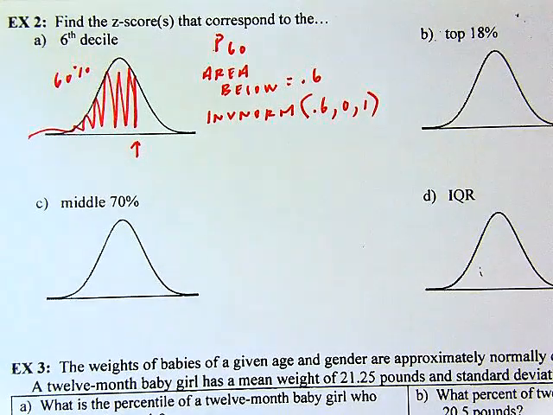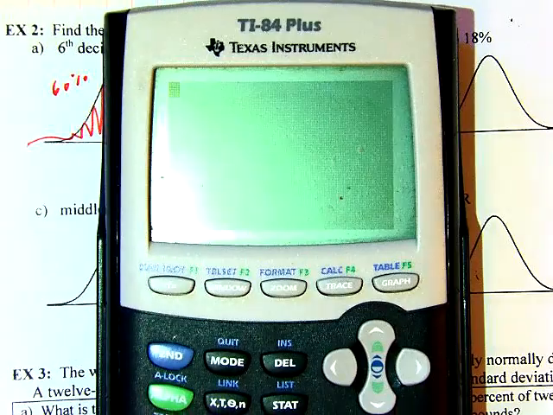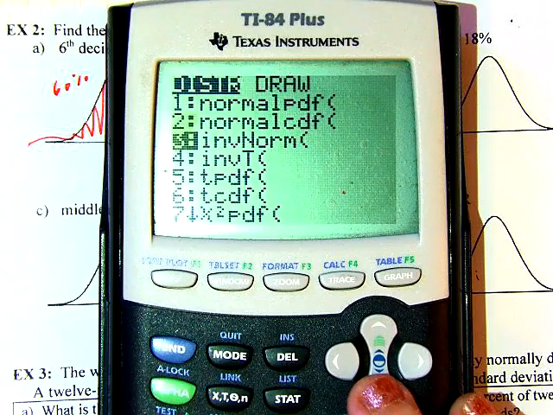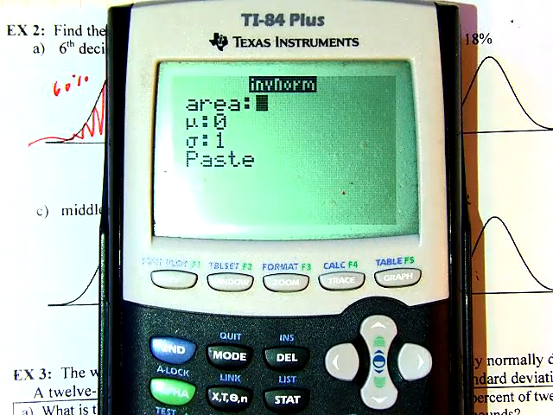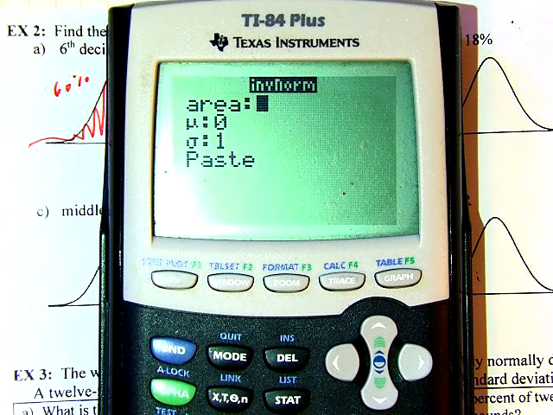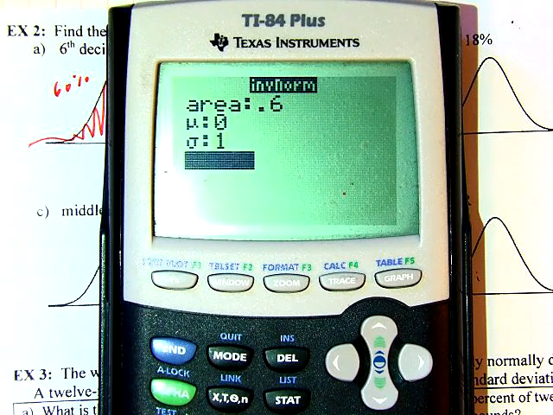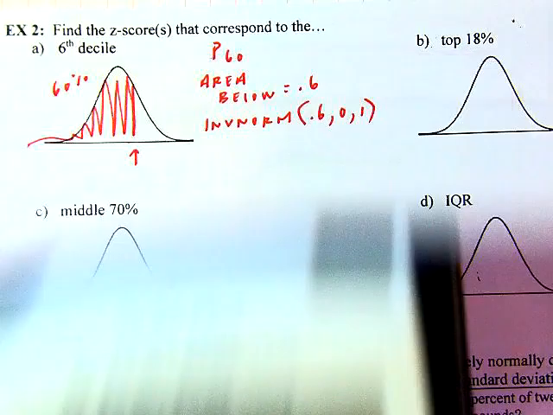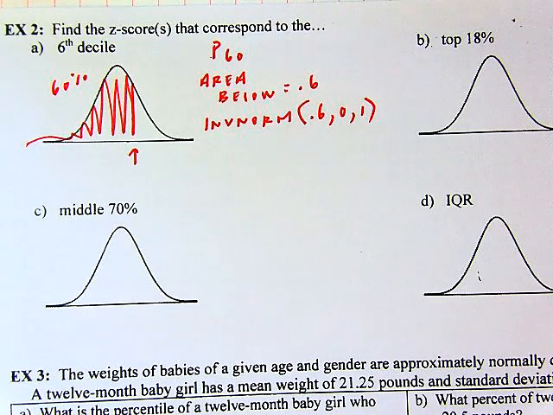All right, so inverse norm to get there, I'm just doing second vars, back to my distributions, third choice this time. These calculators are saying proportion below. So we type in 0.6. Paste. It's going to give me the z-score that goes with that region. So 0.2553.